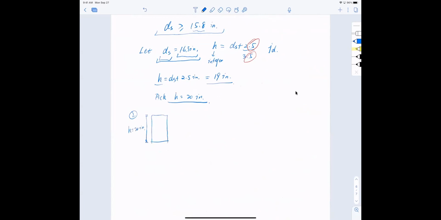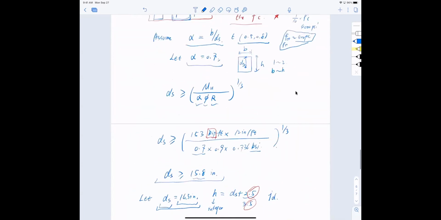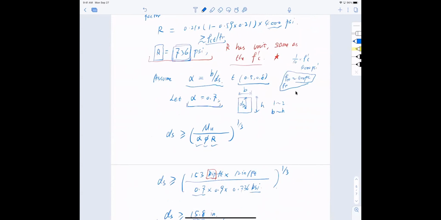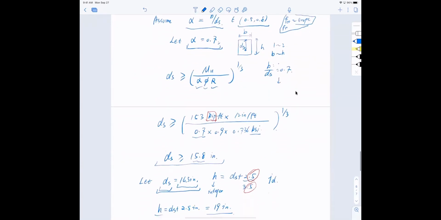Okay, now what about b? Remember we said, let alpha equal 0.7. That means b over ds equal to 0.7. That means b over h minus 2.5, assuming it's 1 layer, equal to 0.7. And h is 20 inches, so I can get h, 20 minus 2.5, 17.5, and multiply by 0.7. Then I got some number I'd be done with. I can call that b.